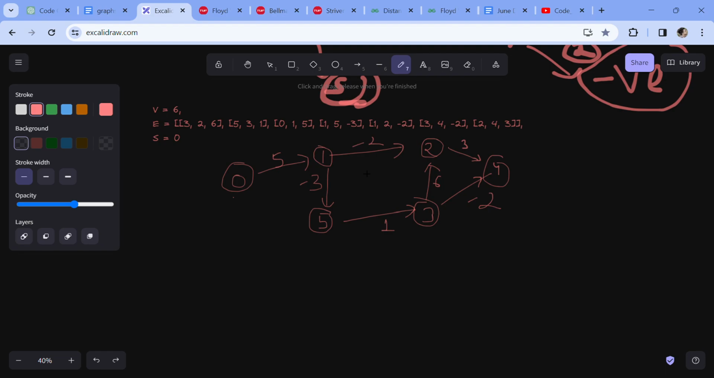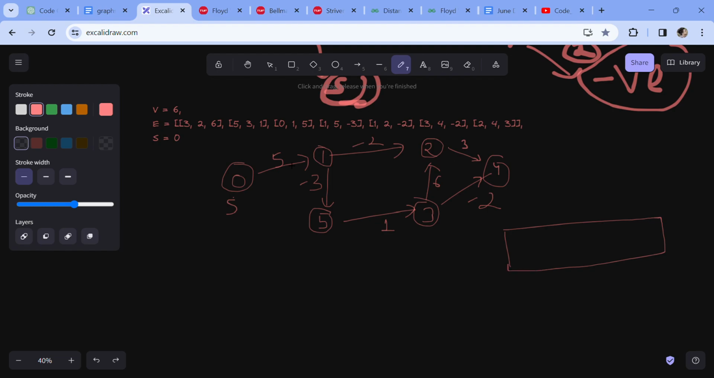So this is the given example, or we can say given input. We need to find, this is our source node, that is 0 is our source node, and from 0 to every node we have to find the minimum distance. So let me maintain an array which will store the minimum distance of a particular node from that source node.